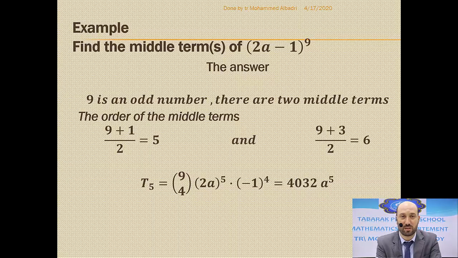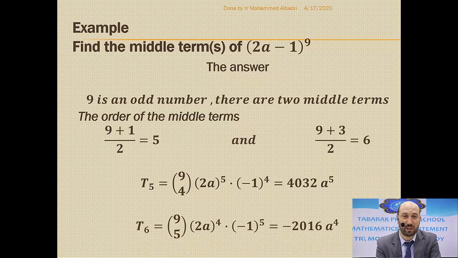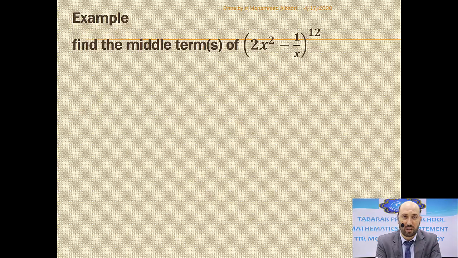2a, the first term, raised to the power of 5, which is 9 minus 4, and the second term, negative 1, raised to the power of r, which is 4. Finding it using a calculator, you will have 4032a^5. Now for the sixth term, 9 choose 5 times 2a raised to the power of 4, because 9 minus 5 equals 4, and negative 1 to the power 5. Again, using a calculator, you will have negative 2016a^4.